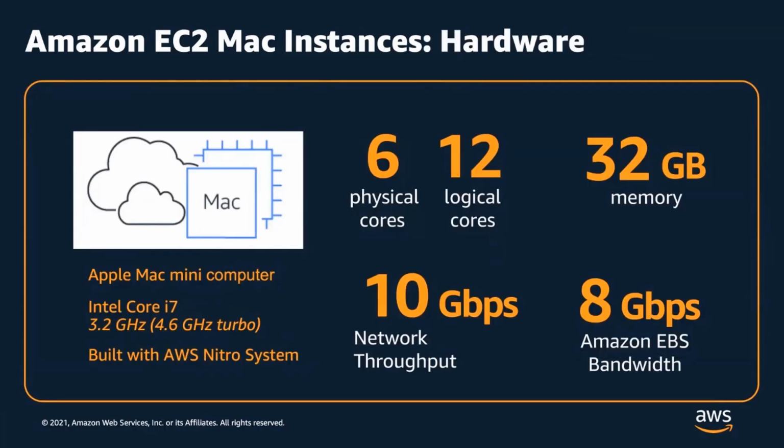So just really quickly, this comes up a lot in our customer conversations. The Apple Mac Mini that we chose to put inside these sleds that I showed you in the previous slide is a 2018 Intel Mac Mini based on a Core i7 processor running at 3.2 gigahertz. It has 6 physical cores, 12 logical threads, and it has 32 gigabytes of memory. The networking and the storage that I mentioned in the previous slide is 10 gigabits per second of networking throughput and 8 gigabits per second of Elastic Block Store throughput.